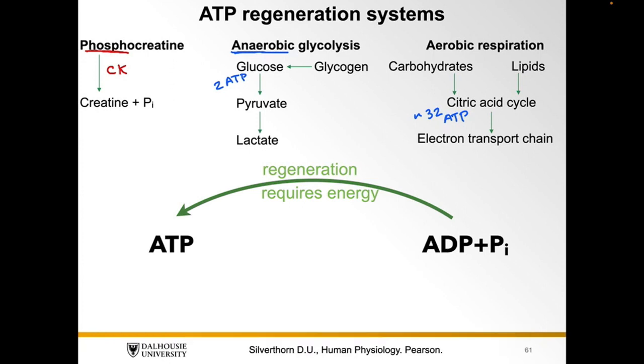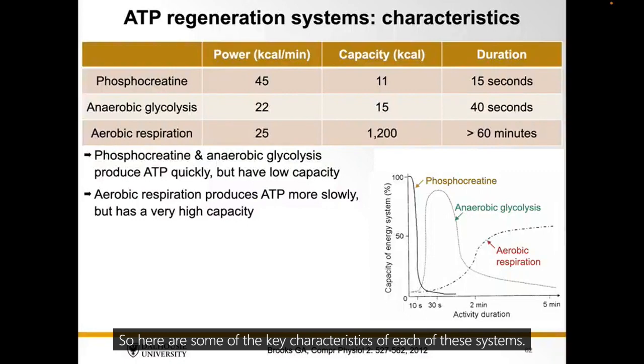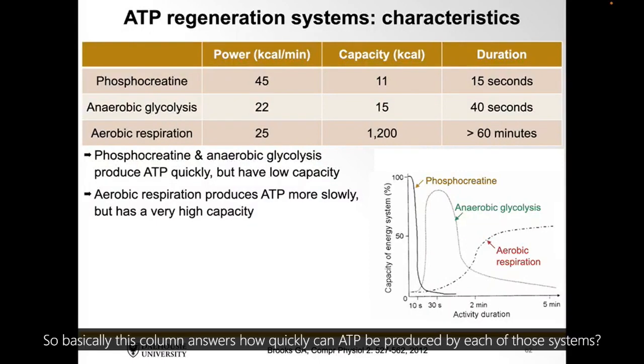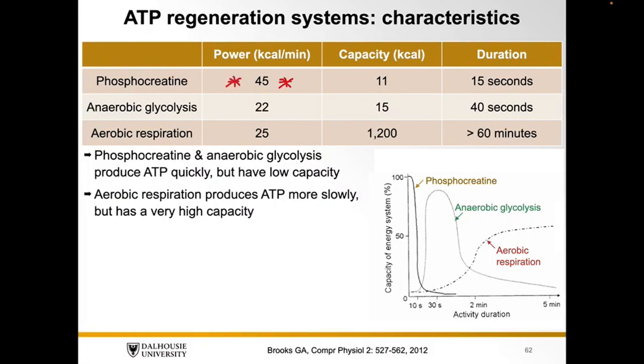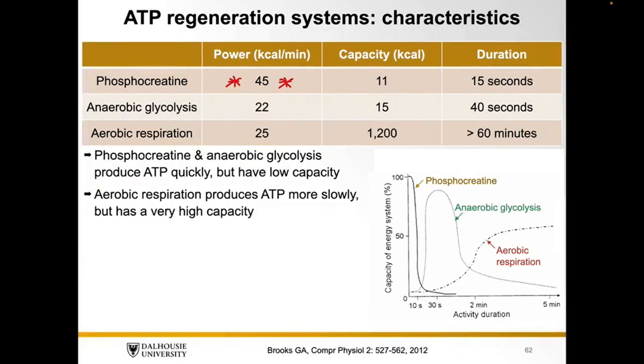Now we'll see that these systems are actually quite different and are not used under the same condition. So here are some of the key characteristics of each of these systems. First, I want to bring your attention to power. That's the amount of calories or the amount of ATP that can be created per minute. So basically, this column answers how quickly can ATP be produced by each of those systems. And you can see here that phosphocreatine is by far the winner in that category. So phosphocreatine has the ability to produce energy or produce ATP very, very quickly.